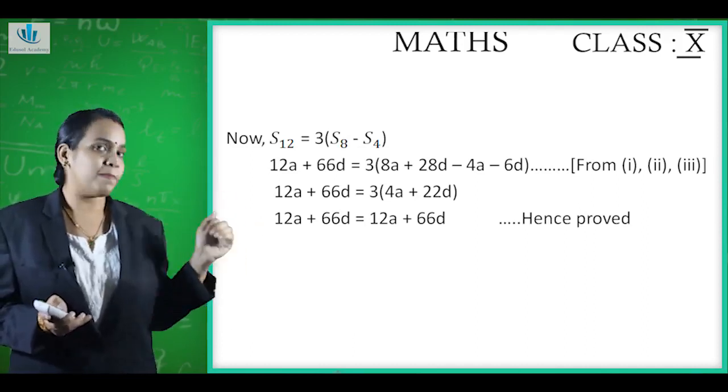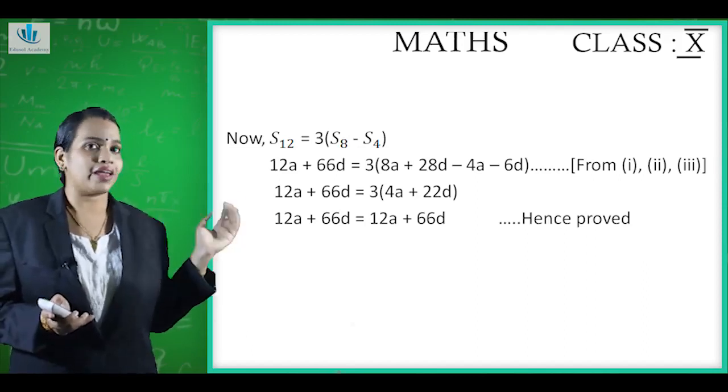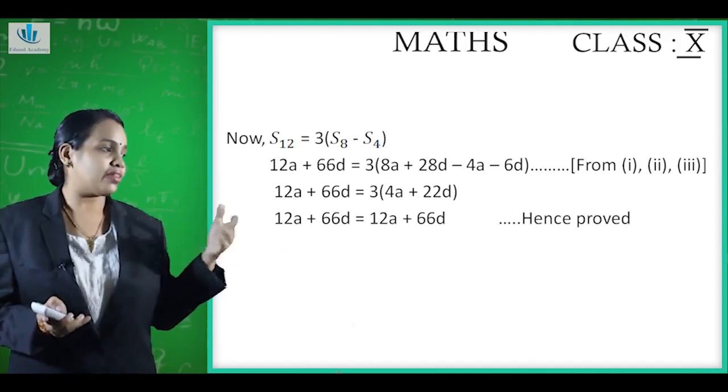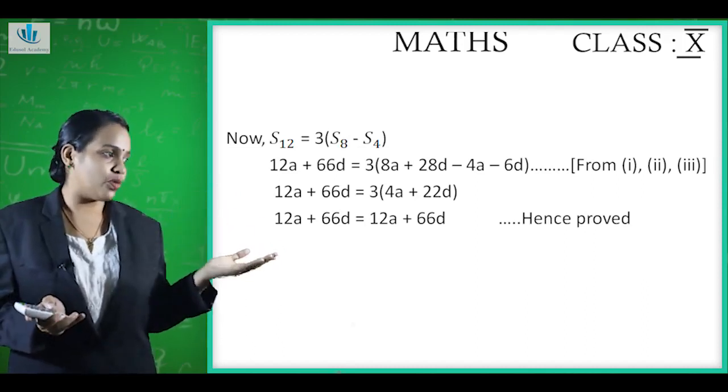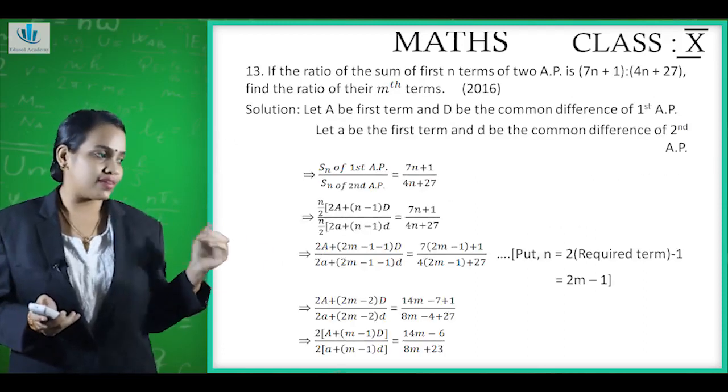Now again 12a plus 66d is equal to, when we multiply 3 with the bracket, it gives 12a plus 66d. That means our left hand side and the right hand side are both equal. So hence we have proved. Now we will see the next sum.